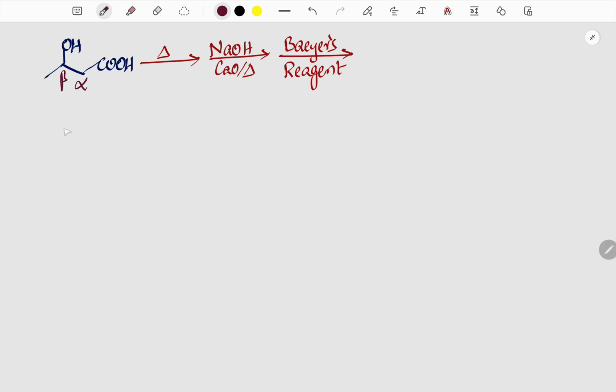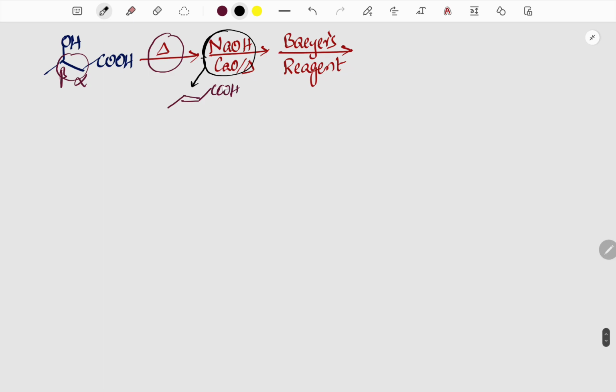So when alpha beta hydroxycarboxylic acid, beta hydroxycarboxylic acid is heated, it undergoes dehydration. So this is the dehydrated product. Now we are adding soda lime. For soda lime we have to remove the CO2 and write down the corresponding carbanion. So it is the second product.